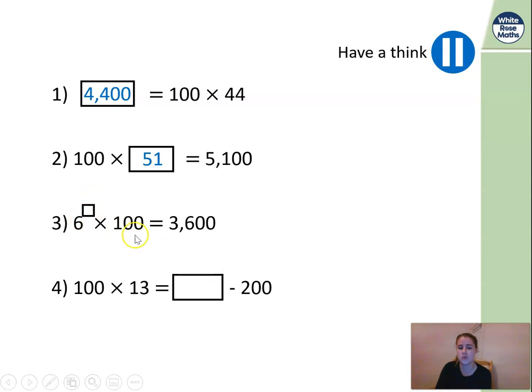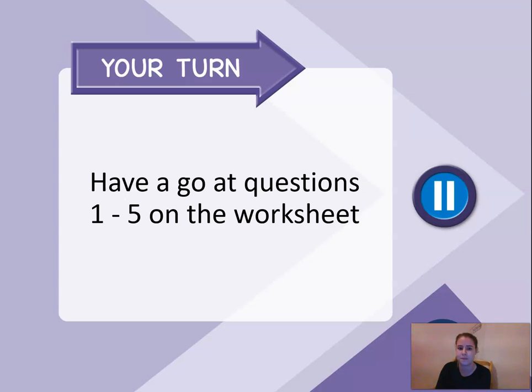Here, I'm looking for a squared number multiplied by 100. We know that 6 multiplied by itself gives us 36. Therefore, the square number is 6 squared. And this question here is 1,500. We know that 100 times 13 is 1,300. Therefore, this has to equal 1,300. But if we're taking 200 away, this number must be bigger than this number to allow us to take the 200 away and give us the 1,300. Well done if you got those all correct.